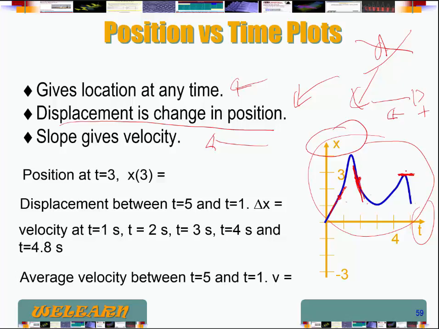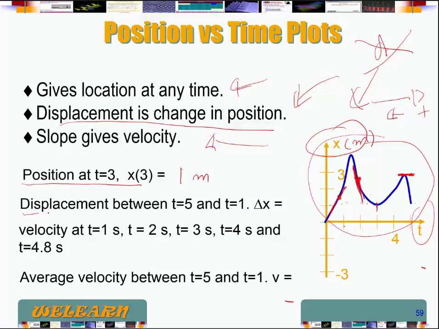Now, let's answer the questions here. What is the position at t equals 3 seconds? So we check the graph, 1, 2, 3, here. So the position, and then we check here. So that looks like it's about 1 meter. If our graph was labeled properly, it would tell us here it's in meters.